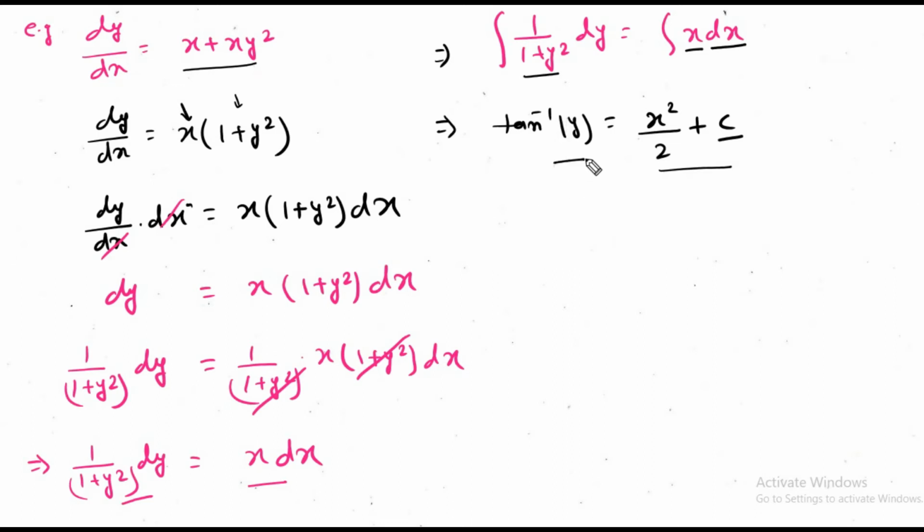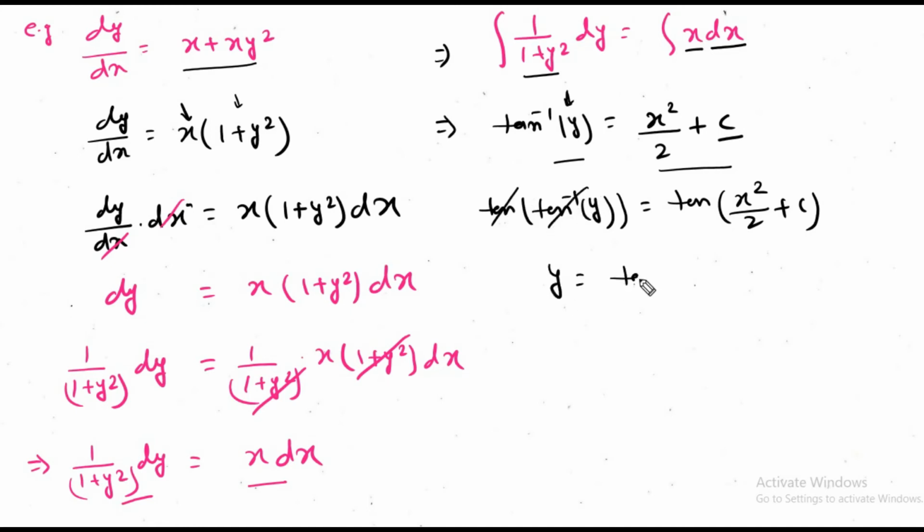If we simplify this equation to isolate y, then we need to take tan on both sides. So tan of tan inverse y is equal to tan of x square by 2 plus c. Tan and tan inverse cancel out, so y is equal to tan of x square by 2 plus c. This is the general solution of this equation.